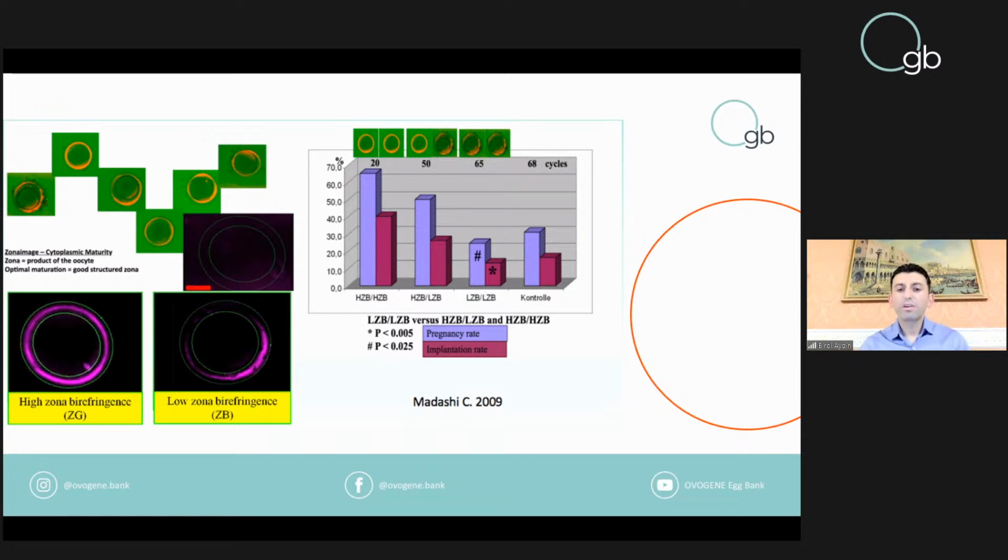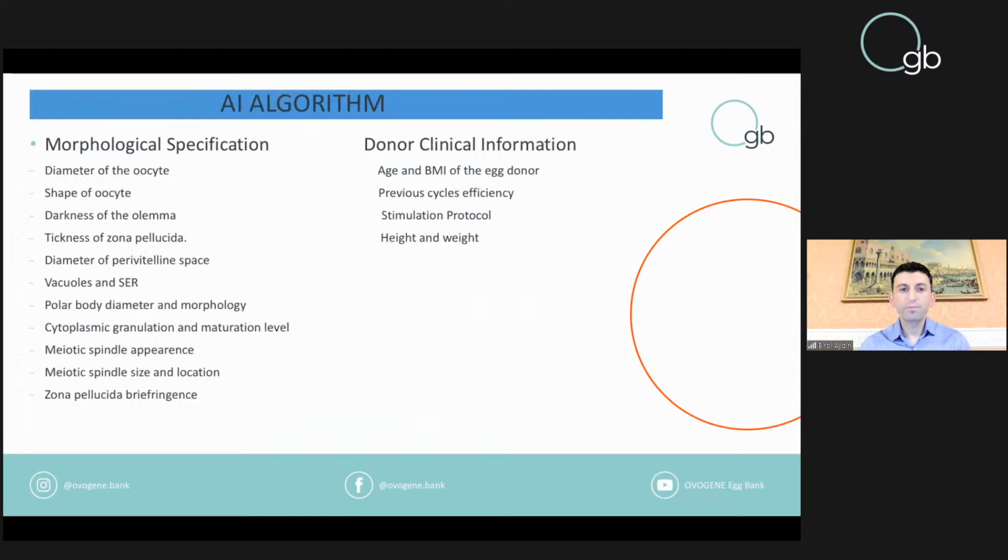As you see in the results, when you use high zona birefringence, you always have a better pregnancy rate and implantation rate. One of the reasons, of course, is the cryoprotectant concentration, and a second reason is the low possibility of giving damage during the ICSI process.